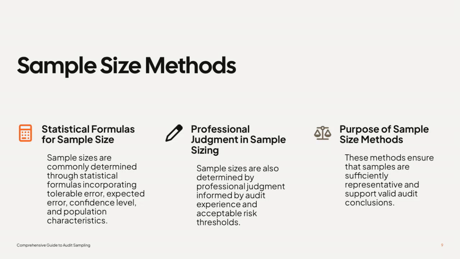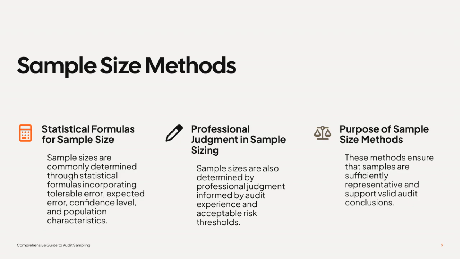When determining sample size, one common approach is using statistical formulas. These formulas take into account factors like tolerable error, expected error, the confidence level we want to achieve, and specific characteristics of the population we're studying. This helps us calculate a sample size that is scientifically sound.